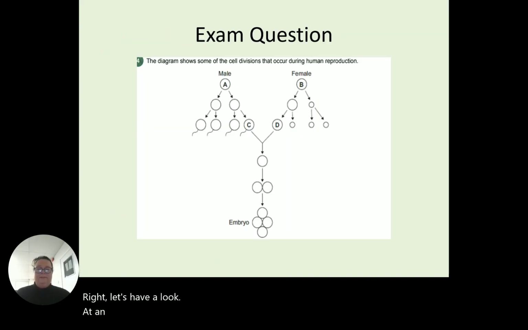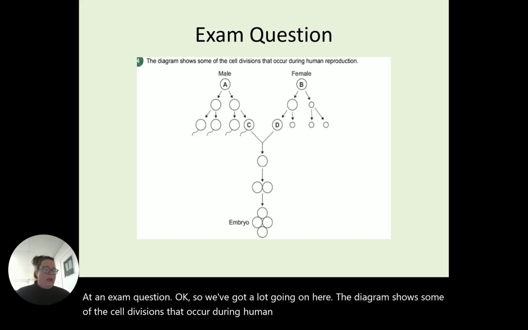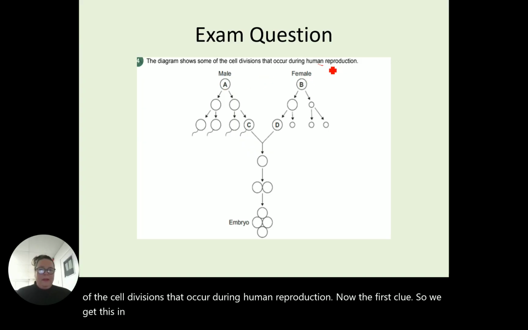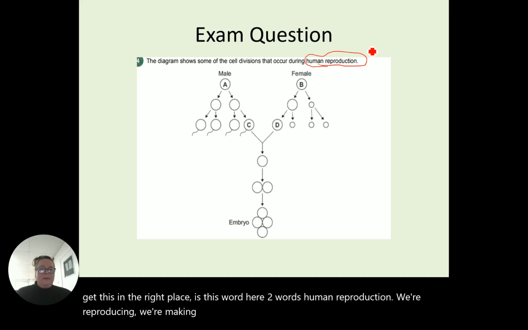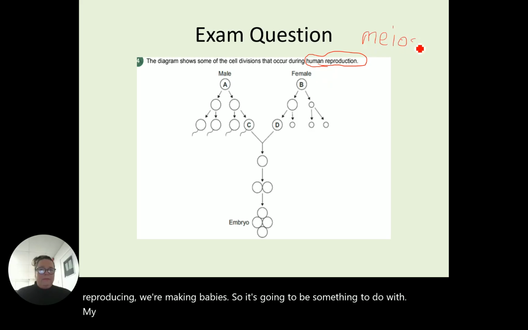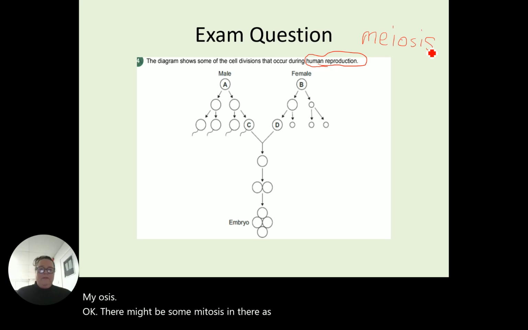Right, let's have a look at an exam question. So we've got a lot going on here. The diagram shows some of the cell divisions that occur during human reproduction. The first clue is these two words: human reproduction. We're making babies, so it's going to be something to do with meiosis. There might be some mitosis in there as well, but let's go for meiosis.